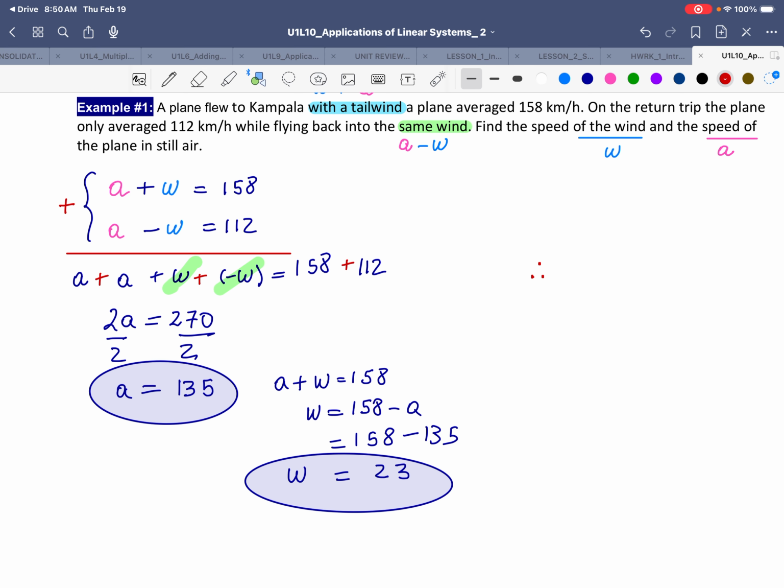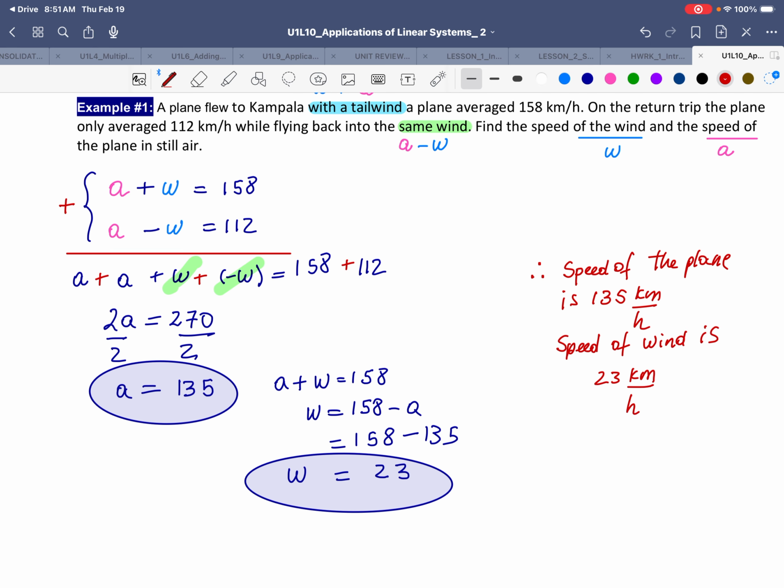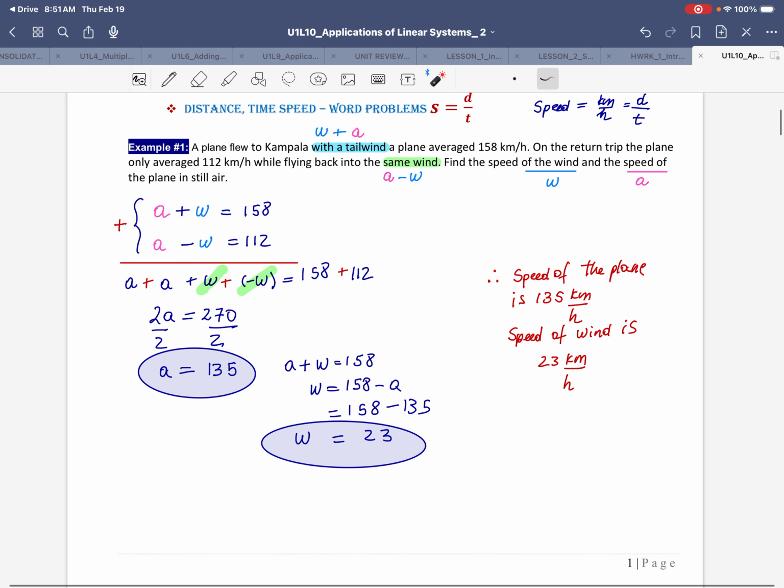And we're going to say that the speed of the plane is 135 kilometers an hour, and the speed of the wind, or wind speed, is 23 kilometers an hour. And always be very careful with including the unit measurements, especially in the final statement. So that was example number 1.